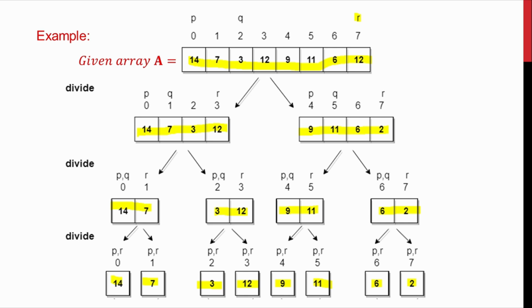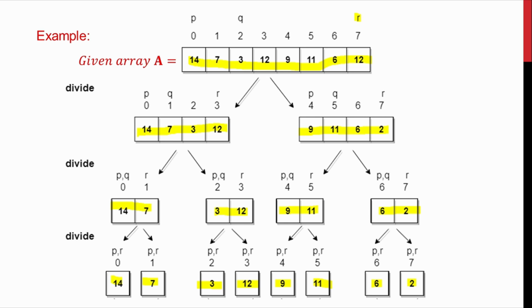Once we have divided the main array into subarrays with single elements, then we start merging the subarrays. In this example, we have an array with 8 elements: 14, 7, 3, 12, 9, 11, 6 and 12. We have a pictorial representation of how merge sort will sort the given array. First we divide the complete array into two subarrays. From 0 to 3 is the first subarray and 4 to 7 is the second subarray.